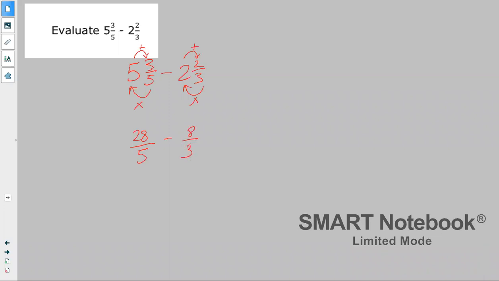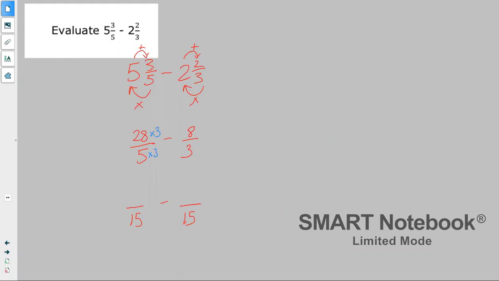8 over 3. Okay, when you're adding and subtracting fractions, your denominator has to be the same. So you want to change the denominator. So think about what 5 divides into nicely and what 3 divides into nicely. And the number would be 15. So what do you have to do to the 5 to get to 15? You have to multiply by 3. So you have to do the same to the top.